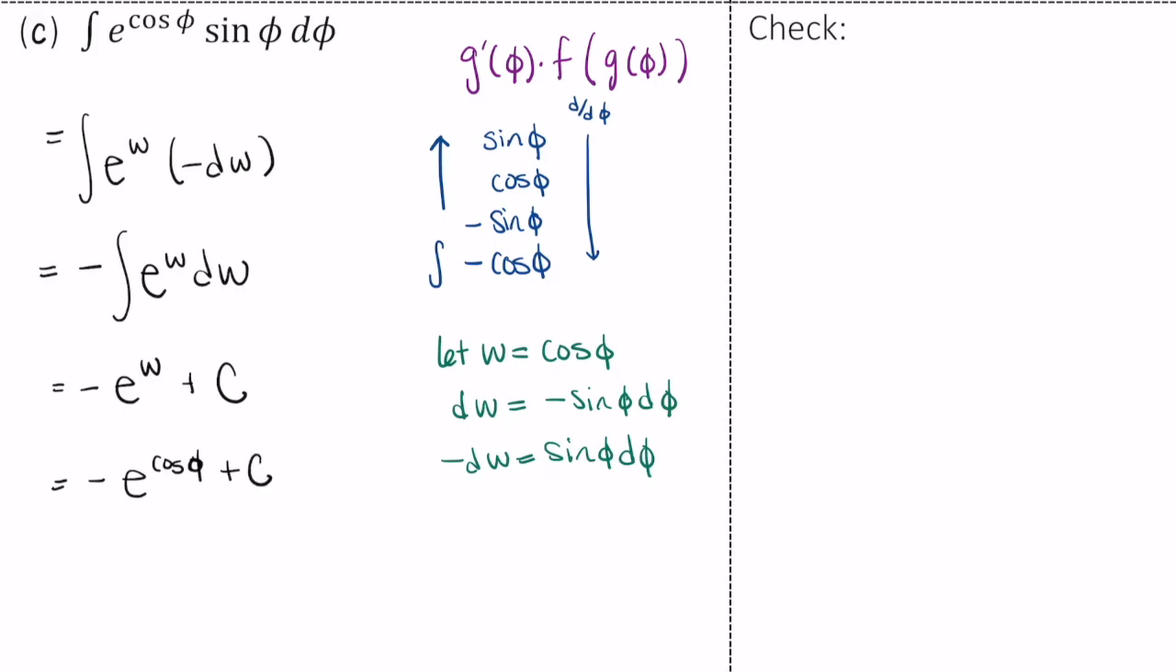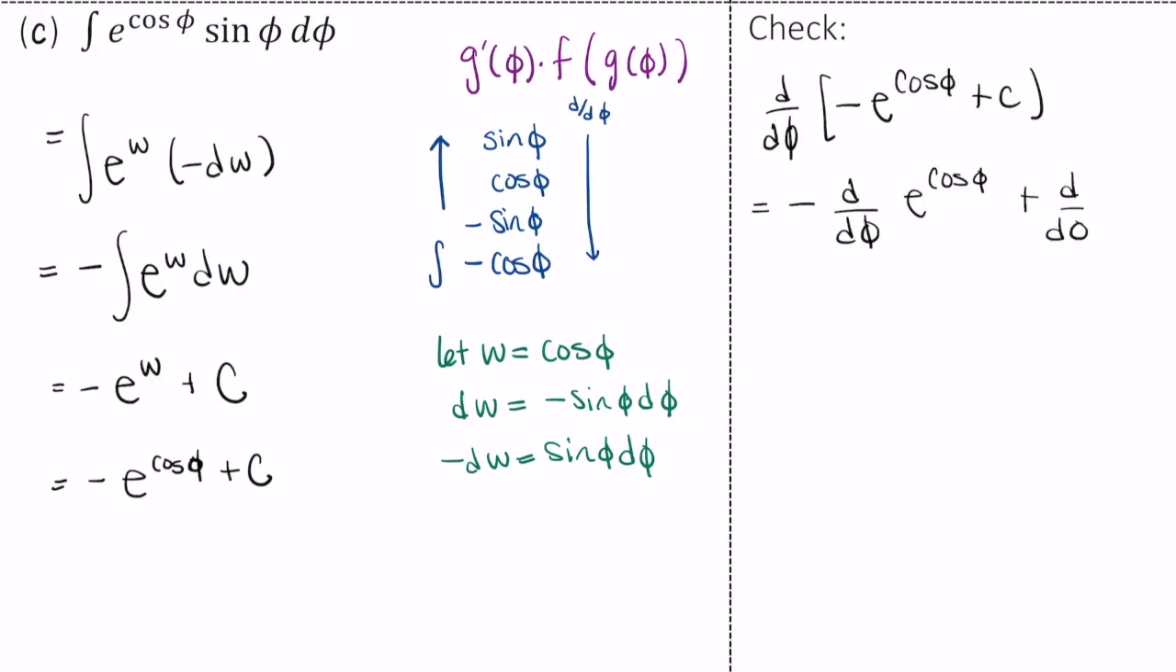Let's go ahead and check our work. I'm going to take the derivative of negative e to the cosine of phi plus c. This is the same thing as negative times the derivative with respect to phi of e to the cosine of phi plus the derivative with respect to phi of the constant of integration c.